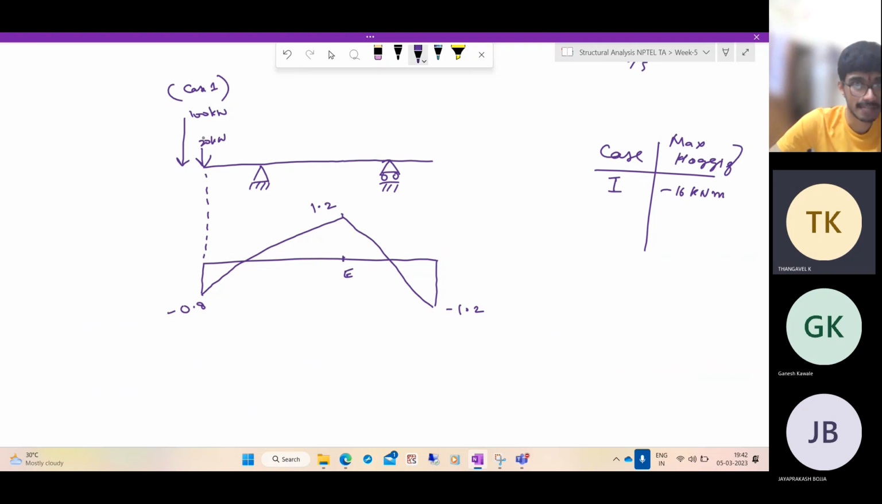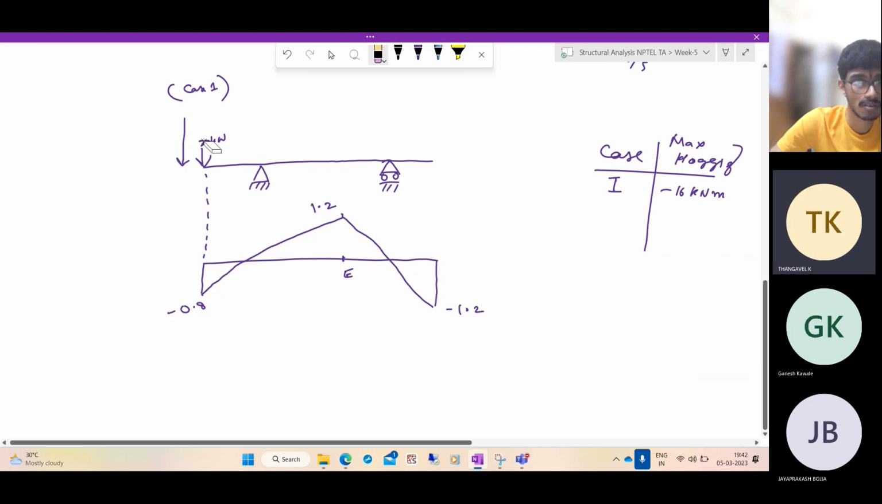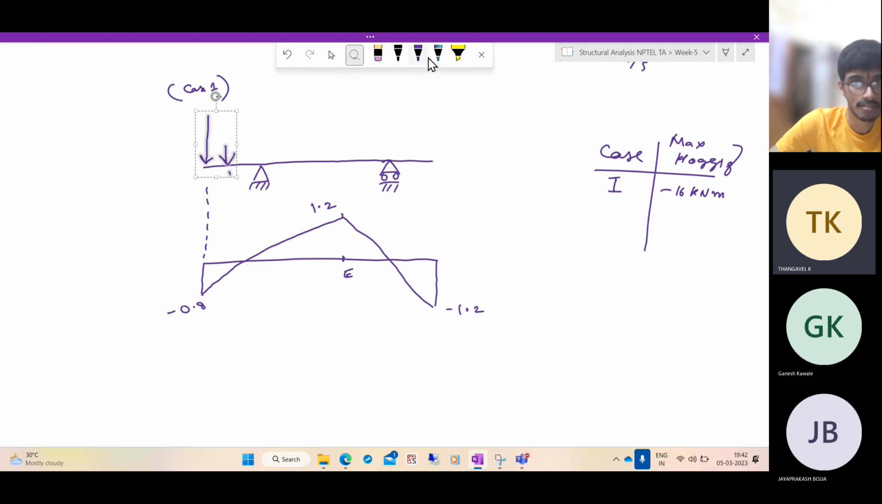Now let's consider the second case. Let me rub this and move these. Let me move it this way. Right, so this is case 2.